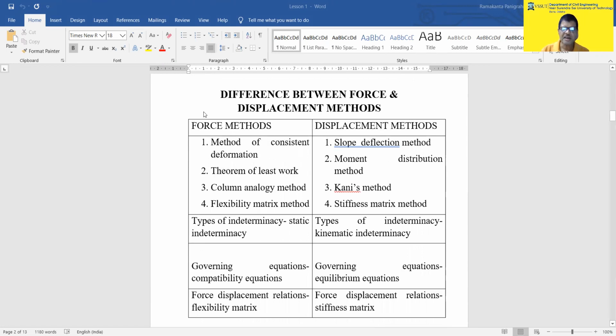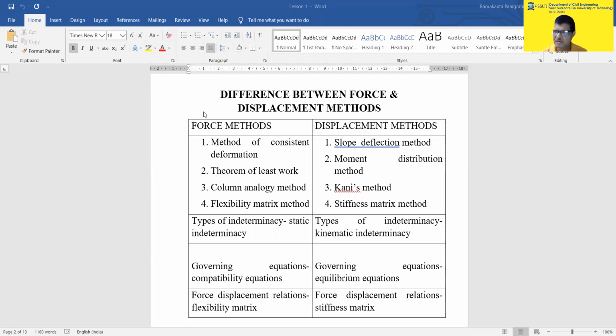We have already discussed these two things. Let us discuss the difference between the force method and the displacement method. Under the force method, there is the method of consistent deformation that I told you about in the case of a propped cantilever: deflection downward is equal to deflection upward. That is the method of consistent deformation, which we have already studied in structural analysis 1. So you have already solved the problem.